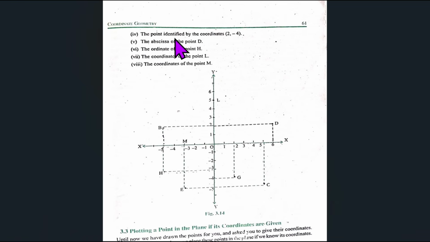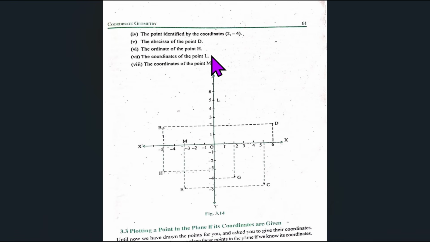Now we also have to identify the point 2, minus 4. The point 2, minus 4. So 2 is here on the x-axis, and -4 is here, so that means that is the point G. Now we have to identify the abscissa of the point D. The abscissa of the point D. The point D is here, so the abscissa is 6. And the ordinate of the point H. The ordinate of the point H is -3.